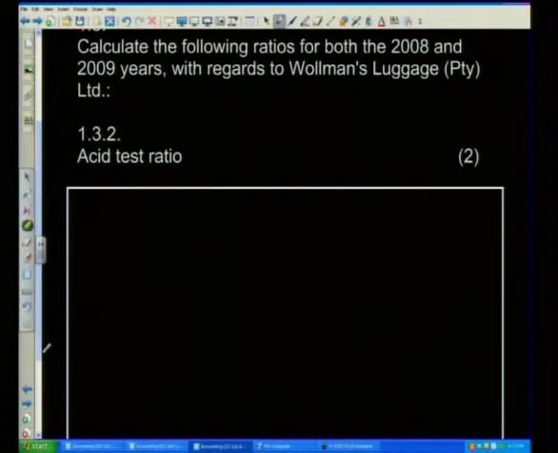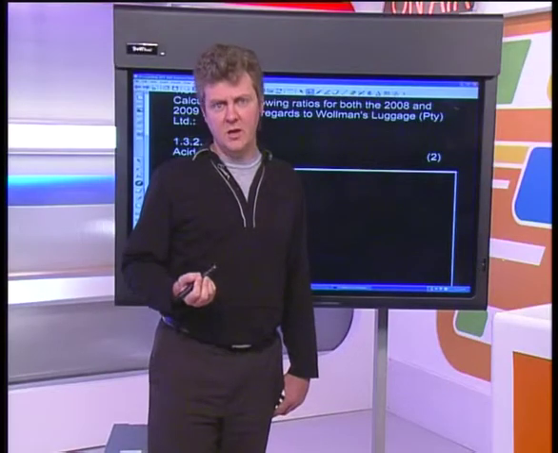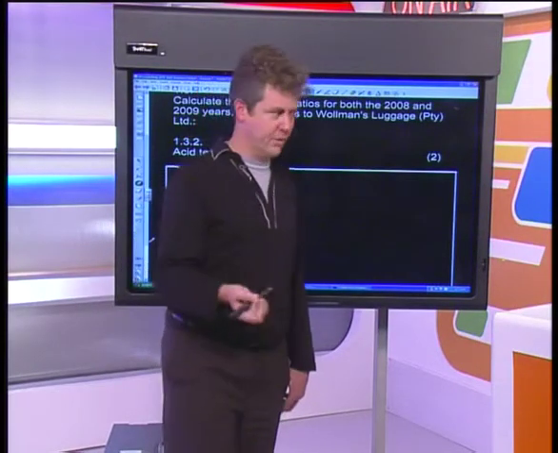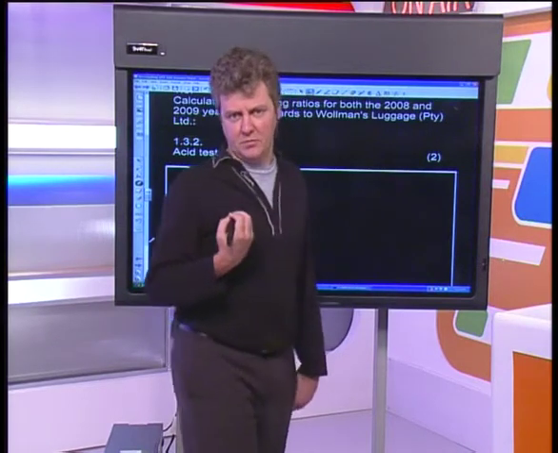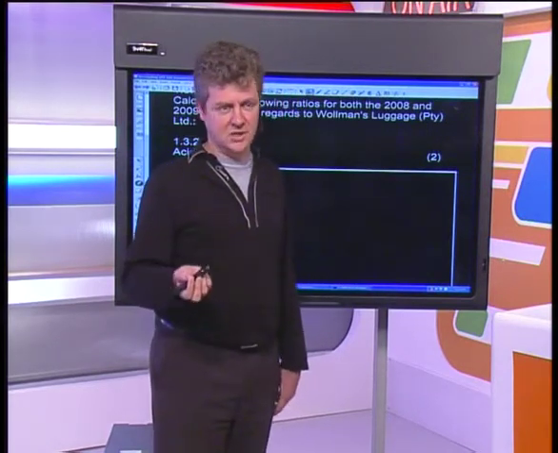1.3.2 asks you to calculate the acid test ratio. So the acid test ratio, once again, you're going to need to know your formulas. Know them very well. I'm sure I don't need to tell you what the formula is, since you've probably already sent your answers into the competition.